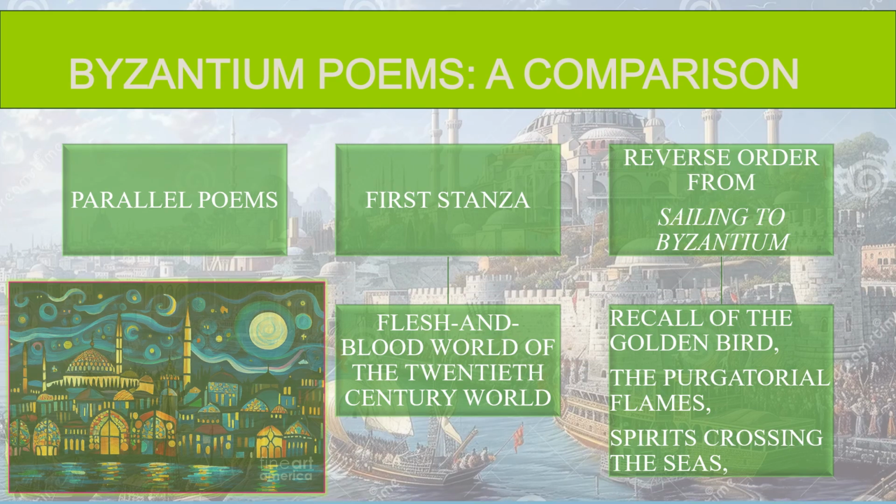The poem Byzantium is parallel to Sailing to Byzantium. Of course, both are parallel poems. In this, you can say the first stanza is concerned with the flesh and blood world that is being left behind, the world of unpurged images. After that opening stanza, the miraculous golden bird, the purgatorial flames, even the spirits crossing the sea are all recalled, but in reverse order to their appearance in the earlier poem. For both, the setting and the point of view have been changed completely.